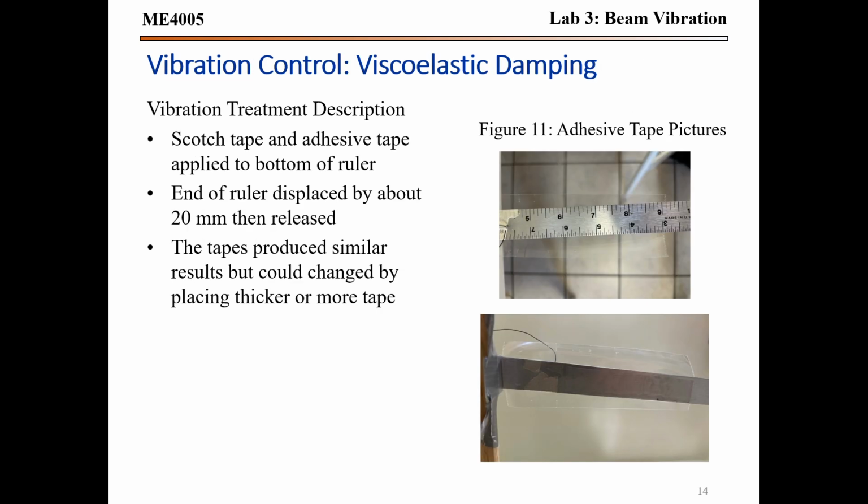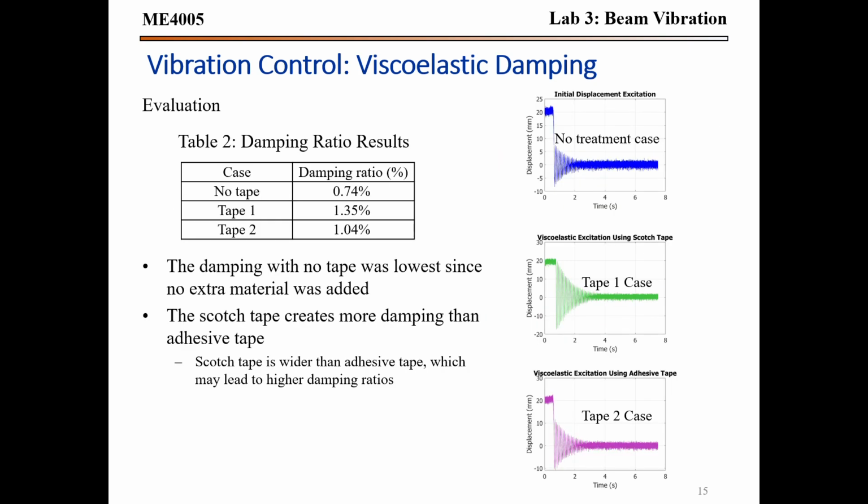The third and fourth cases attach different types of tape to the bottom of the beam to add extra damping. And in the same way as case 1, the beam is pulled 20 millimeters before it's released. As expected, the taped cases have larger damping ratios, since the tape makes the beam more difficult to bend than without the tape.